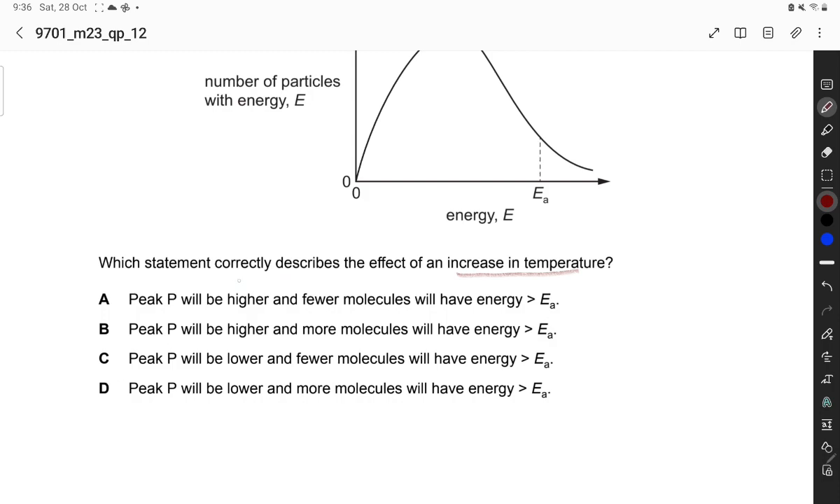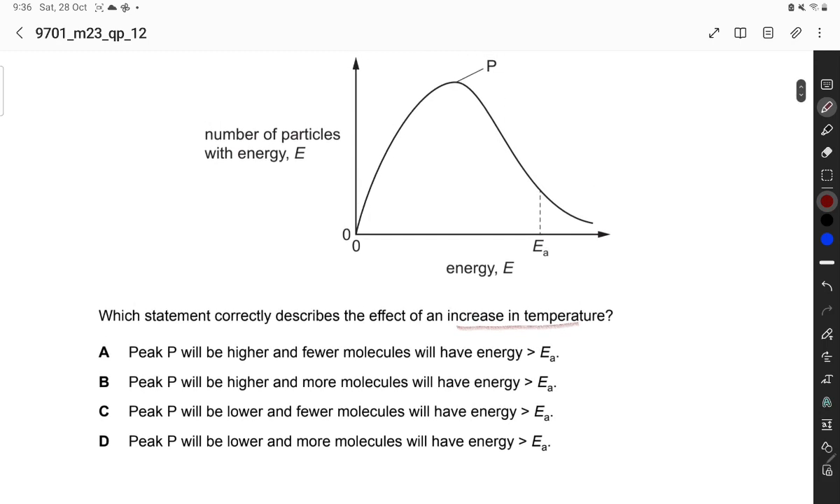Which statement correctly describes the effect of an increase in temperature? P will be higher. No, P will not be higher. So this is incorrect. Peak P will be higher and more molecules will be. So by increasing temperature, peak P will be lower, like this. Peak P will be lower. So we will discard these two options.